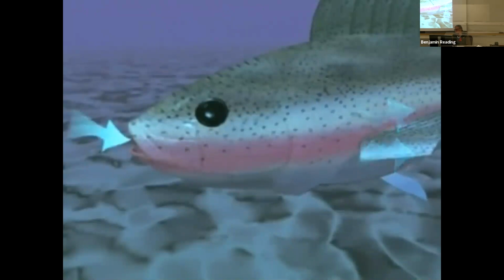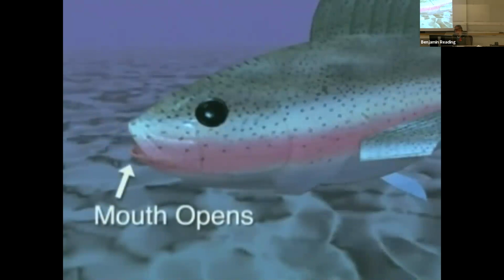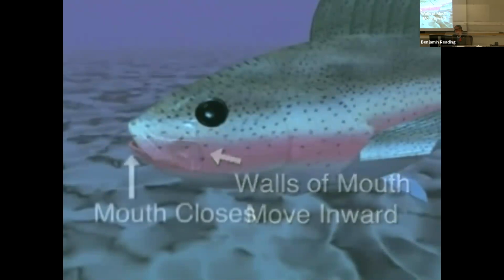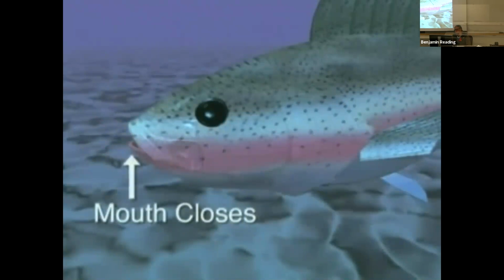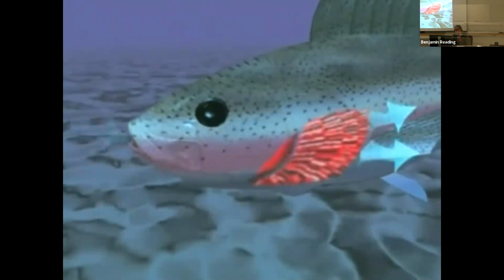In many fish, the breathing process begins when the gill covers close and the mouth opens. The walls of the mouth then move inward. The mouth partially closes and the gill covers open. This action forces the water from the mouth into the gill chambers.